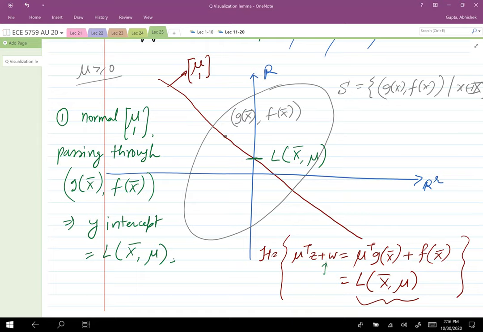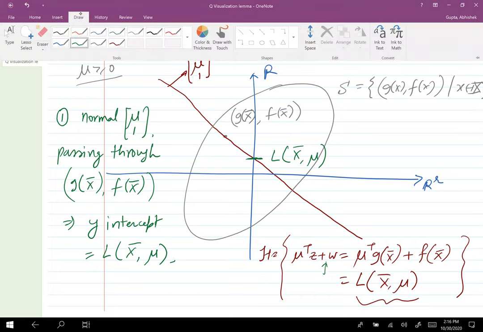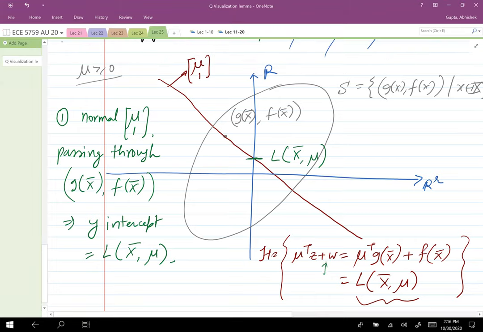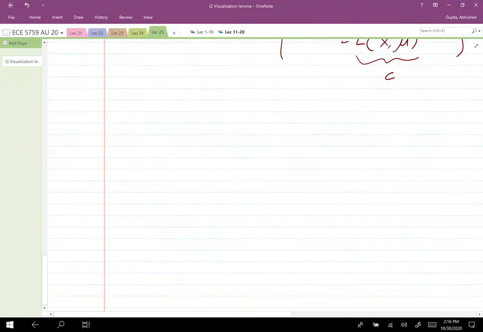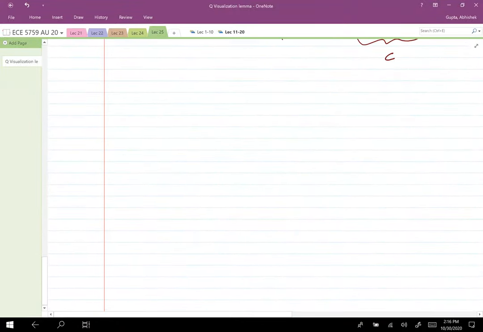Any questions on this particular lemma? What we have done is a visual proof of this statement. Okay, now let's look at the same figure again.